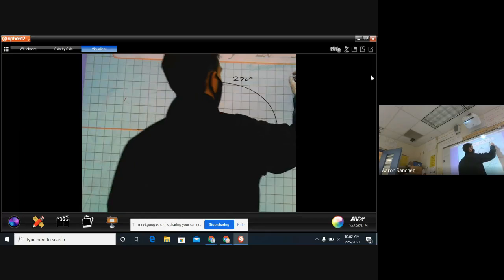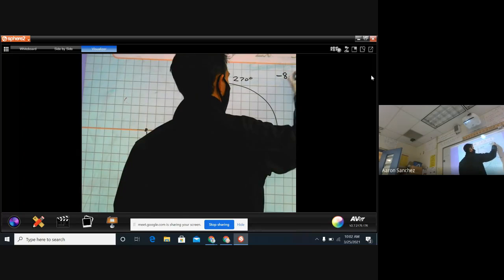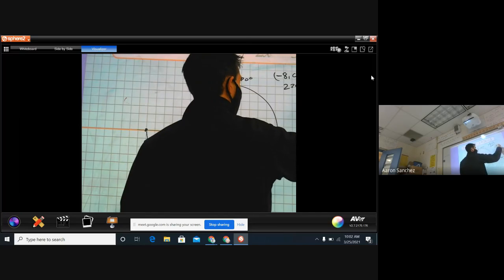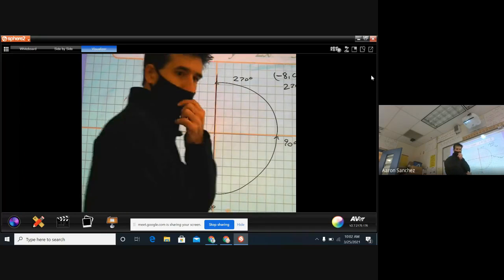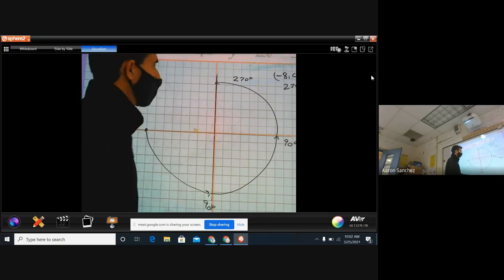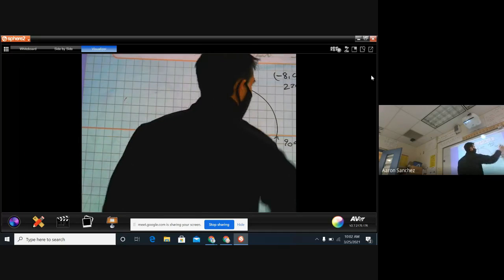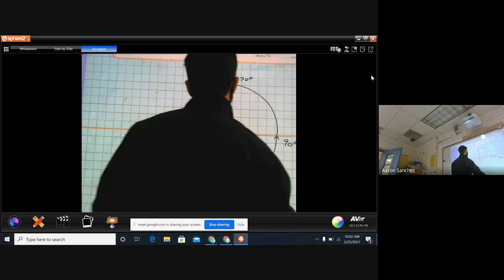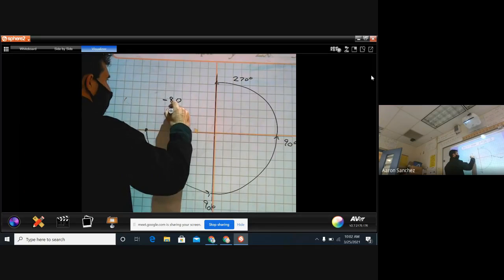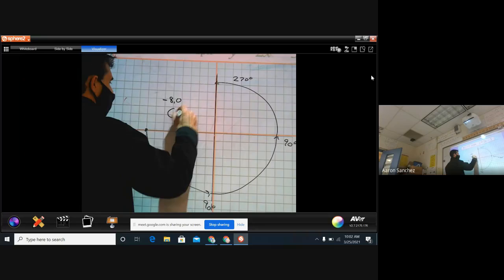So let me write it here. Again, we start at negative 8, 0. We want to go 270 degrees. We want to go counterclockwise, which is what we did. Can you guys see that there? Well, let me write it over here. Again, we're going negative 8, 0. We're going counterclockwise 270 degrees.